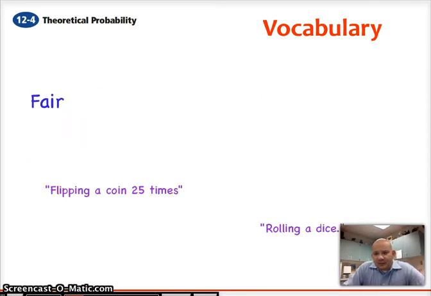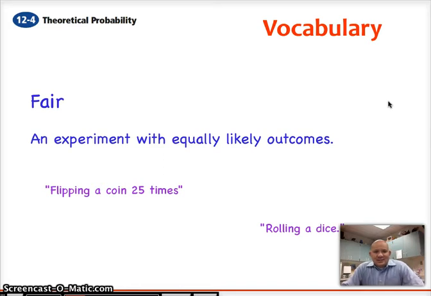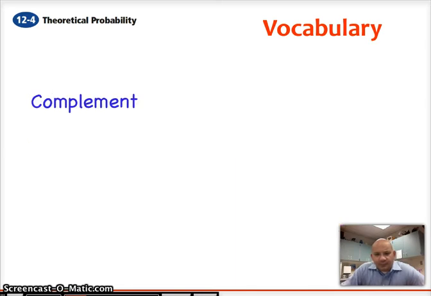Next vocabulary term is fair. Now, what is fair? It's not what happens down at Puyallup, at least not here in this lesson. It's an experiment with equally likely outcomes. So when you flip a coin 25 times, it's a fair experiment. When you roll a dice in any game, it's essentially going to be a fair experiment. I think this is our last vocabulary term.